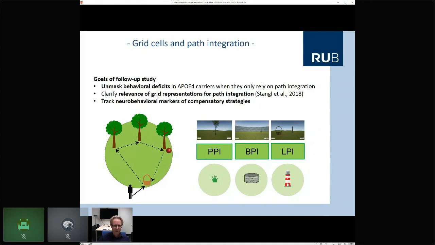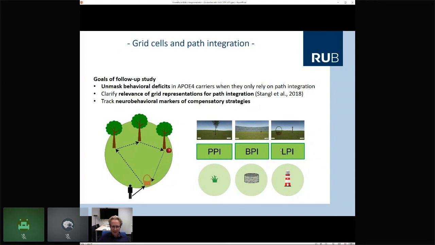So we conducted a path integration task, the so-called apple game, in which participants first had to move towards an empty basket and then go to a variable number of trees until they found a tree with an apple. And once they had found this, they needed to go back to the original basket and remember the position of the basket.